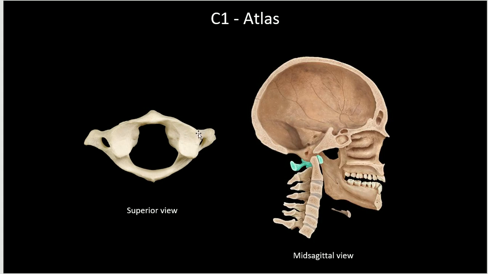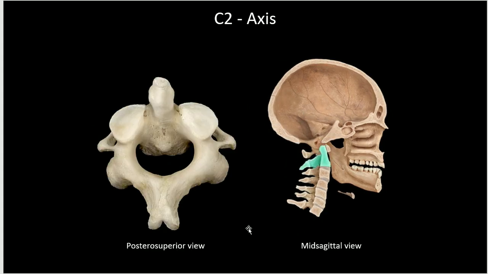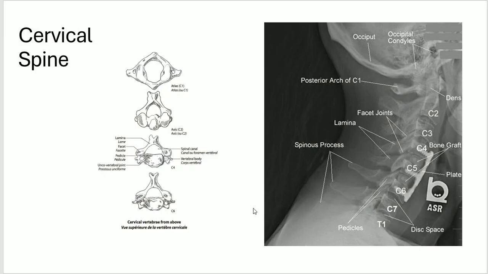C1 atlas. So it's ring shaped, holds up the head. C2 axis, so there's that tooth-like projection right there, C2. Then we have the cervical spine. And you can see how much longer C7 is than everything else.